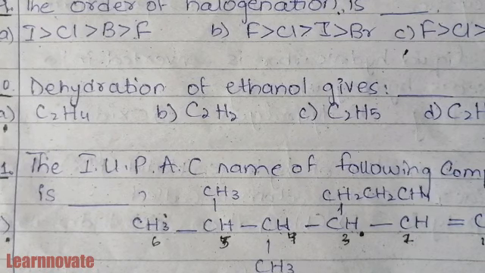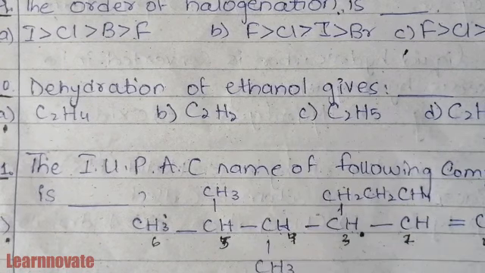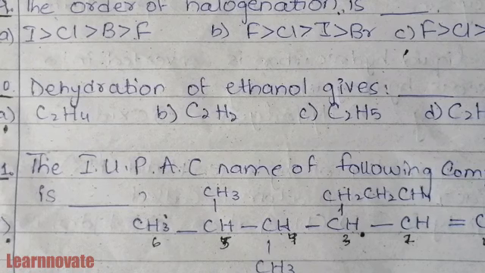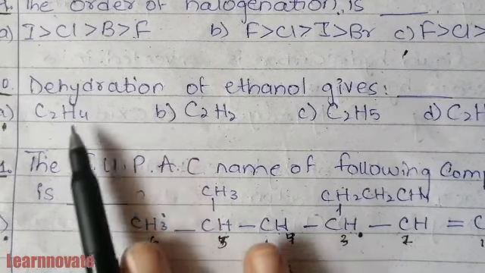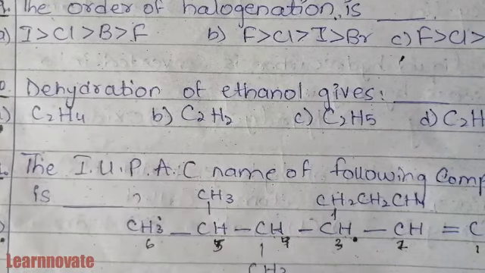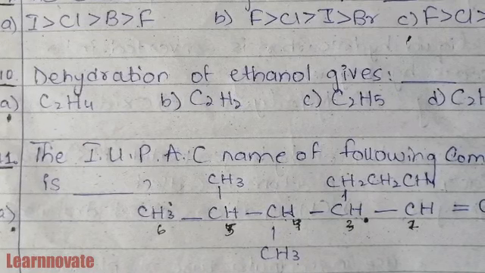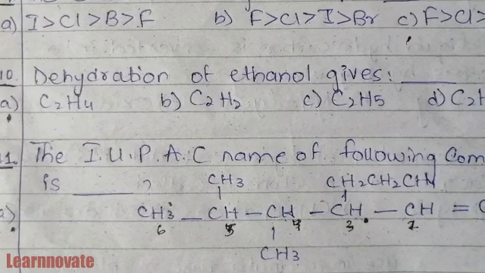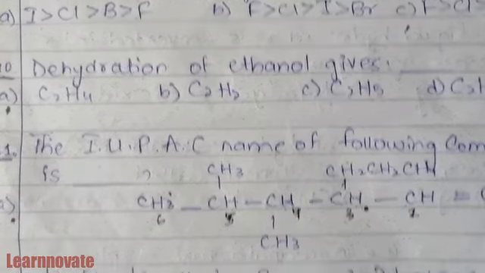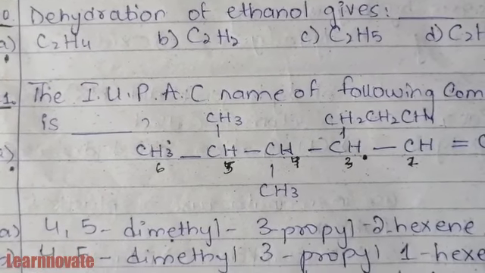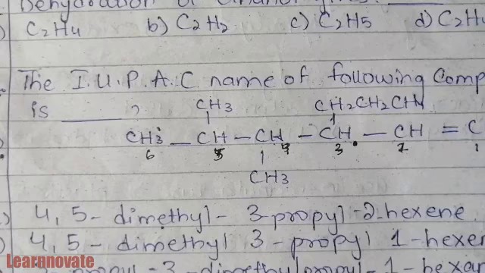Dehydration of ethanol gives dash. Ethanol has the formula C2H5OH, and when you remove 2 hydrogens and 1 oxygen, that is water, from the ethanol, you are going to get the formula C2H4. This is the formula for ethene, and you get ethene when you remove the water from the ethanol. Okay. Coming to the next question, IUPAC name of the following compound.